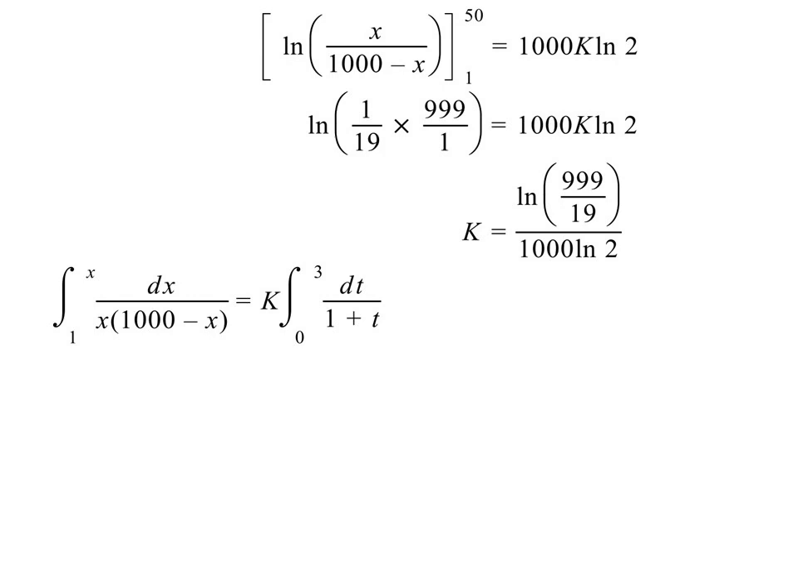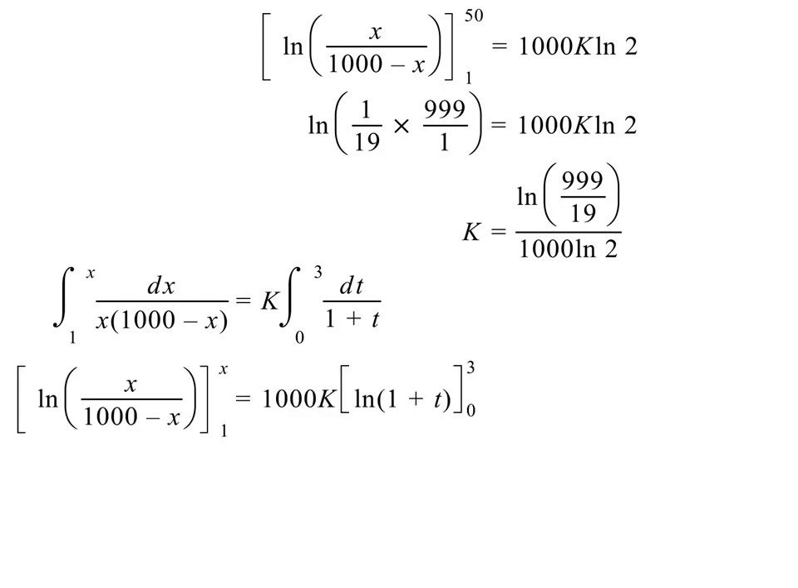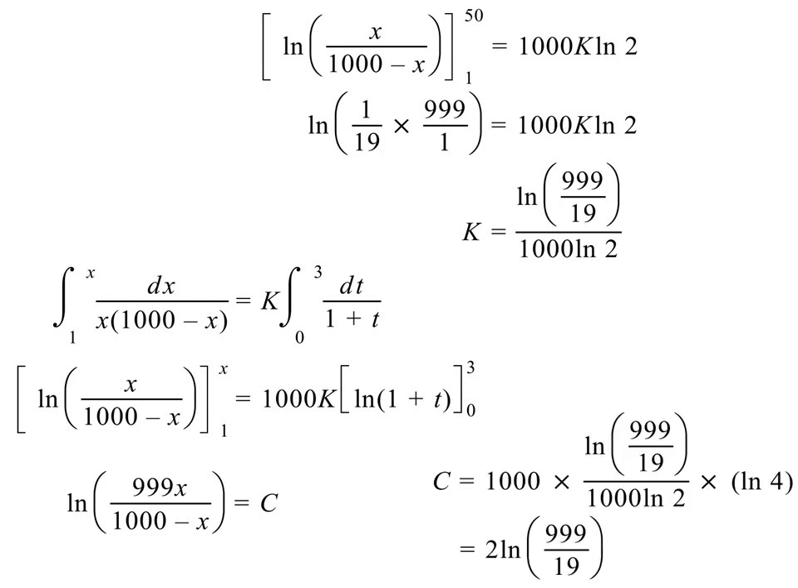Let's do the integration again. No surprises, we get the same answer because we're doing the same integrals. But now I know that the log of x on 1,000 minus x, which is the left-hand side, will equal, I'm just saying, some constant number here, rather than having to write it all down. And then over here, I'll just work out what is that constant number. And that constant number turns out to be 1,000 times the log of 999 on 19, 1,000 log 2 times log 4, 2 log 999 on 19.